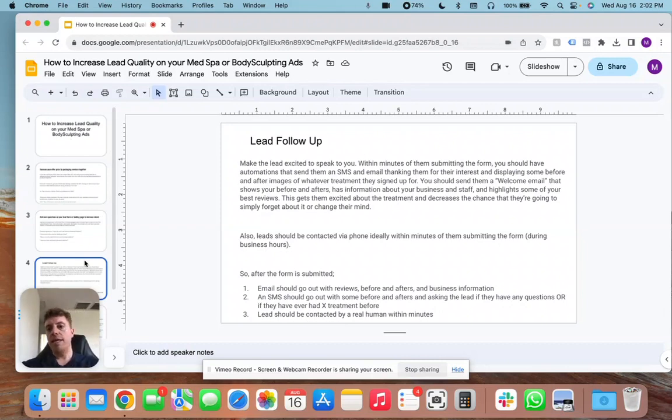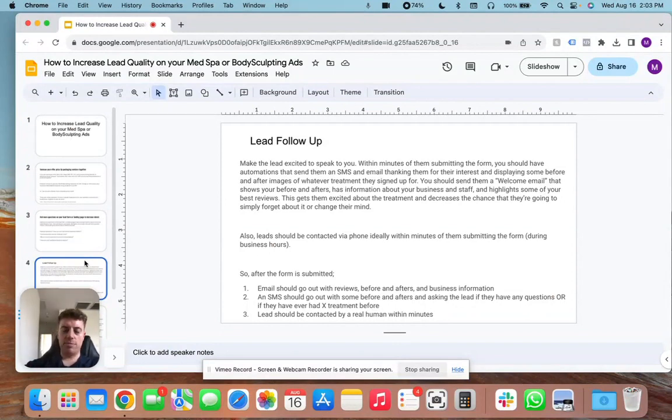Within minutes of them submitting your form, you should have automations that are sending them SMS messages and emails, thanking them for their interest, displaying some before and after photos, displaying reviews, your best reviews from your med spa or body sculpting studio. Just highlighting the benefits, highlighting before and afters, testimonials, getting them excited to speak with you.